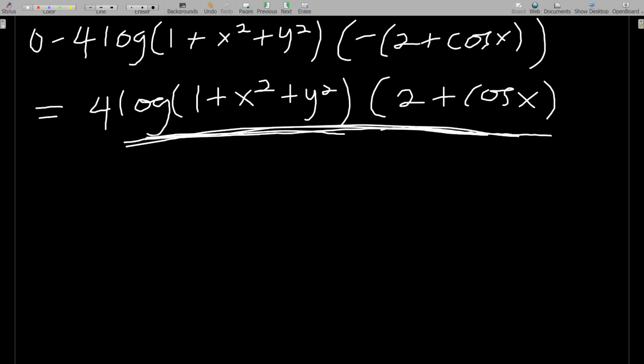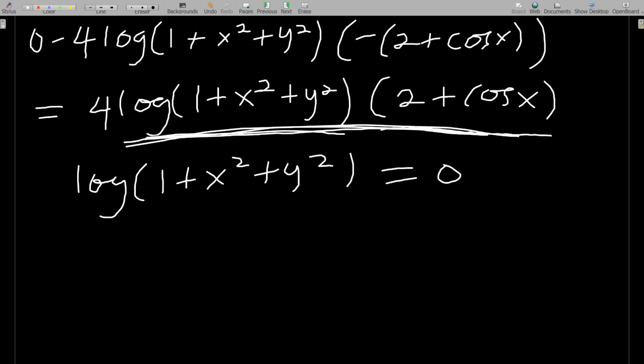Now you consider the other case. Is there any case that we will get this being equal to 0? Under which circumstance would log of 1 plus x squared plus y squared be equal to 0? Under which circumstance? This will only happen when we have x squared plus y squared being equal to 0.